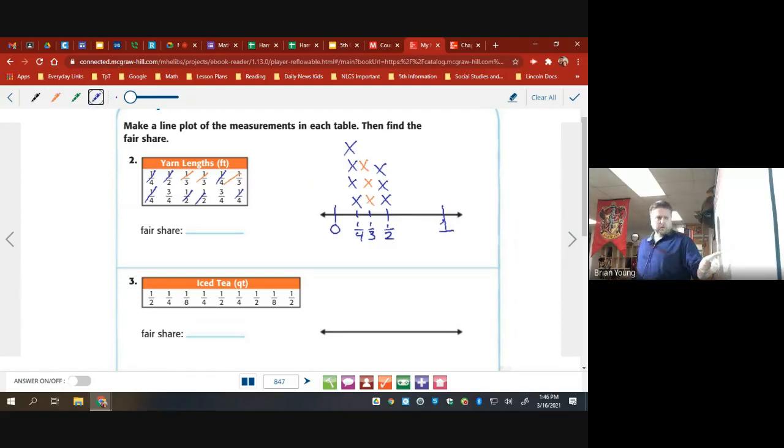3/4. So 3/4 is probably right there. So 3/4 is right there. How many 3/4 do we have? Two. 1, 2. So we're going to put 1, 2 right there, okay?